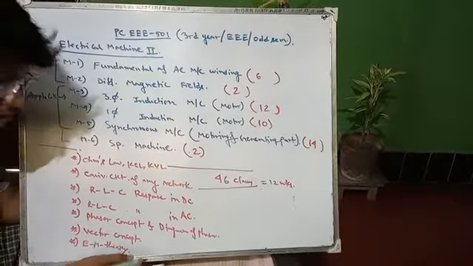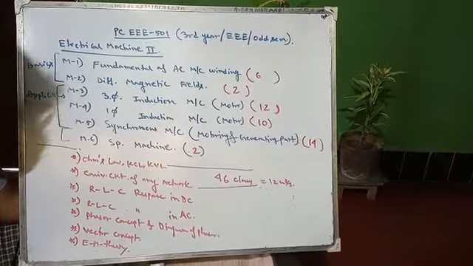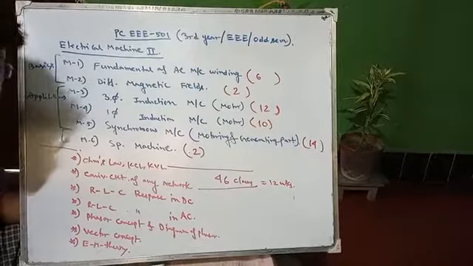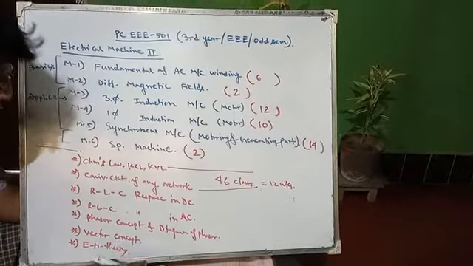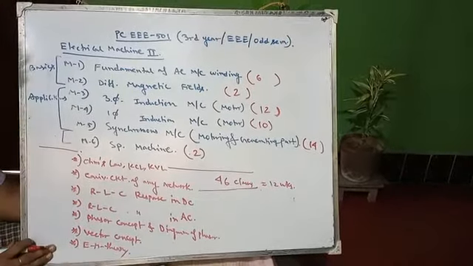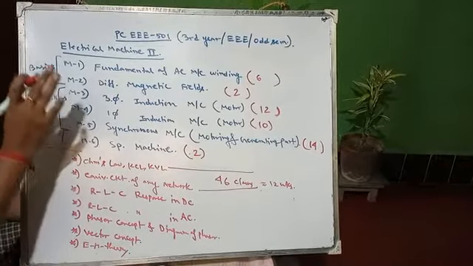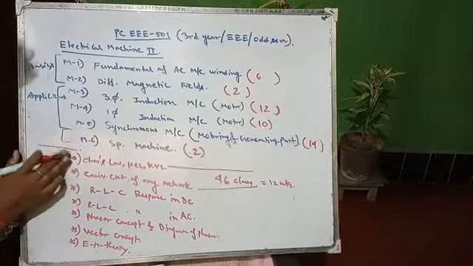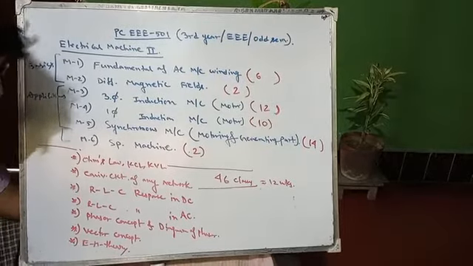EM theory means the formulas, that is Faraday's law, Lenz's law, Biot-Savart law, Ampere's circuital law. These types of laws you have to learn. So these are the topics you have to learn before entering Electrical Machine 2.